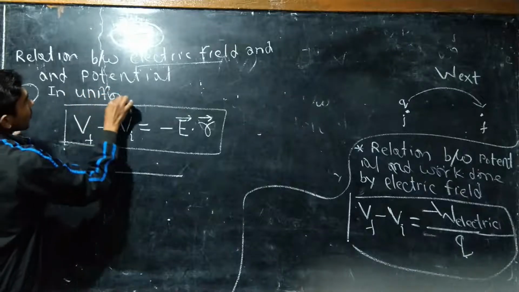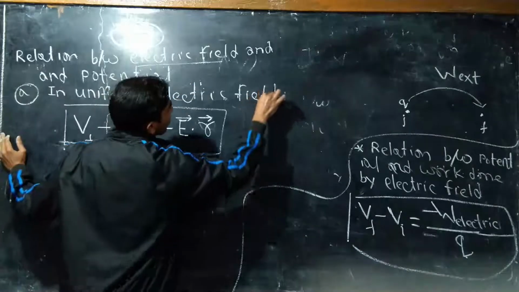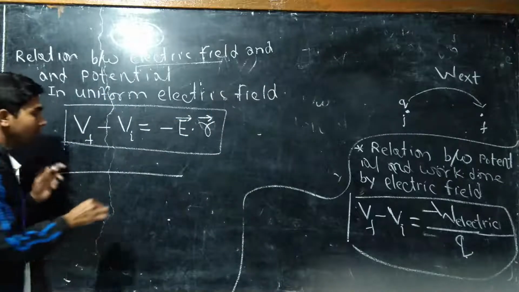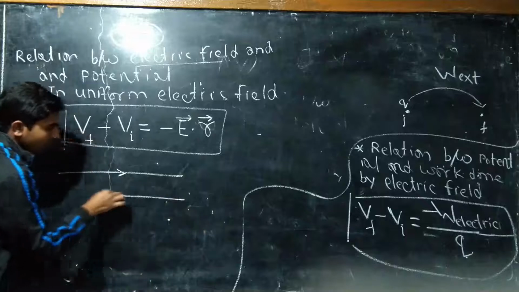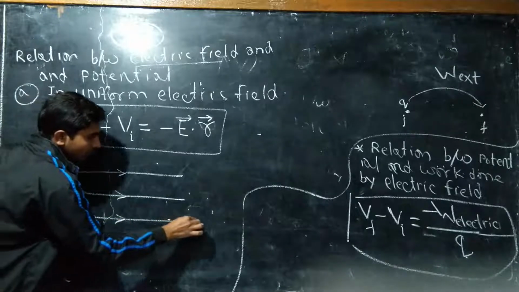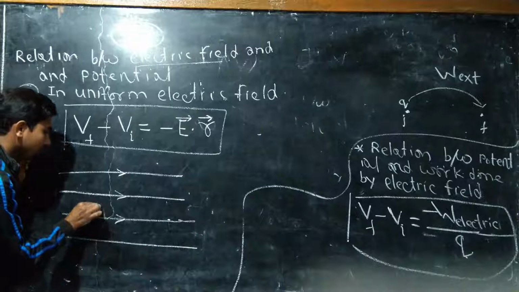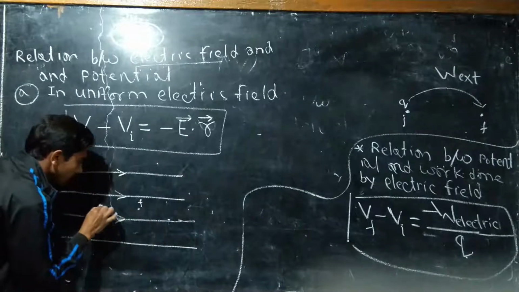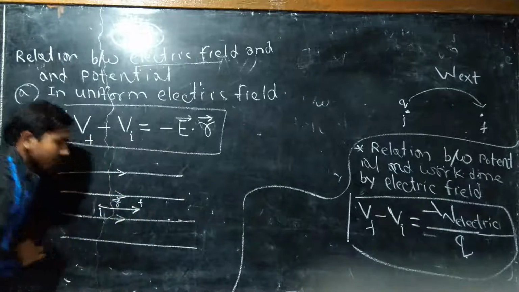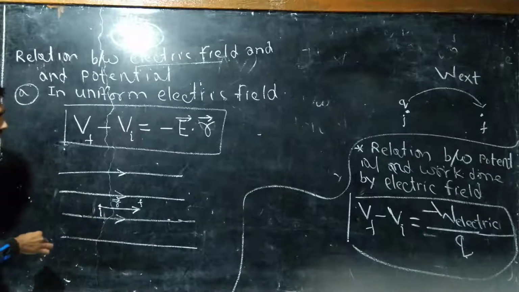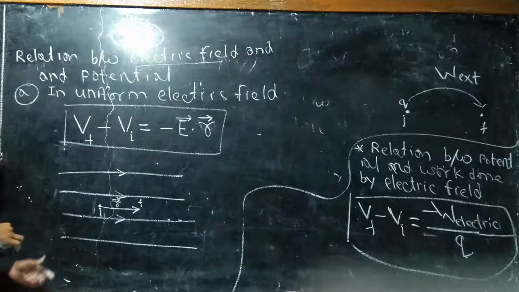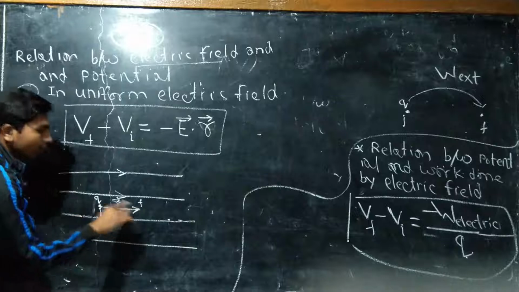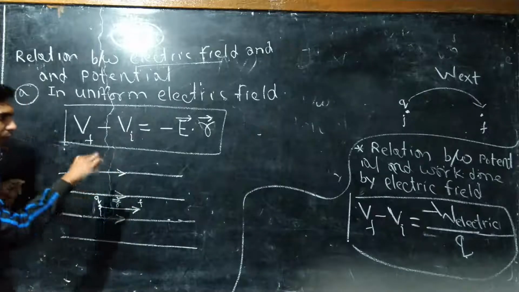Right now I'm going to talk about the uniform electric field. This is your uniform electric field, okay? And suppose this is your initial position, and this is your final position, and this is your R vector. Initial position, final position, R vector, right? Suppose one charge Q is moving from here to here.